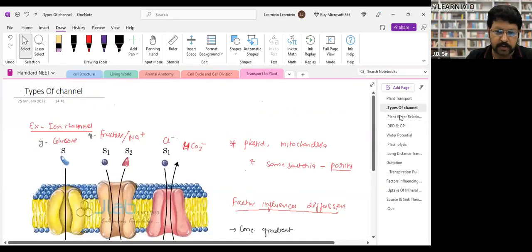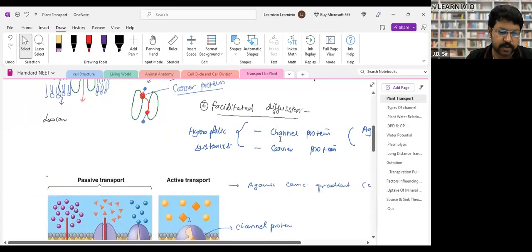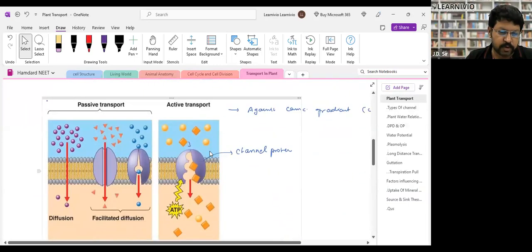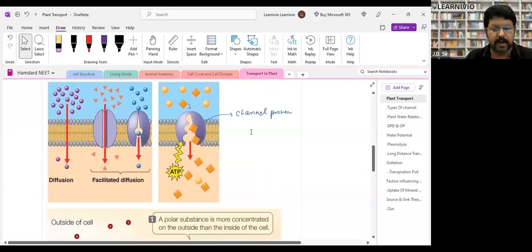Active transport, you know what is active transport? Here, this is the active transport where ATP is spent, right? And carrier protein is also required for the active transport, and it takes place against the concentration gradient, right? So please note down active transport.